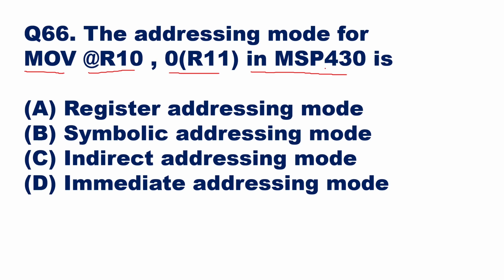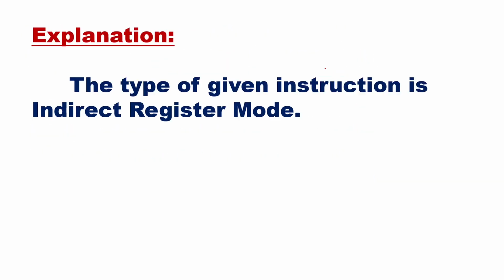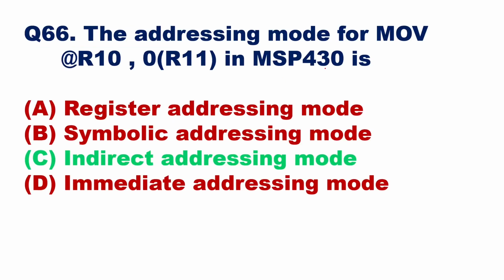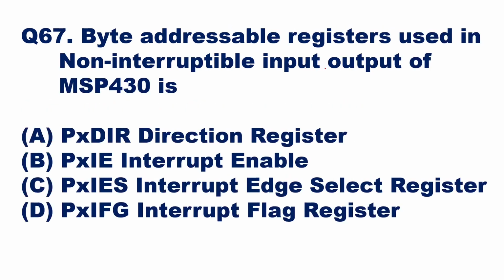The addressing mode for MOV @R10, 0(R11) in MSP430 is indirect addressing mode. So option C is the right answer here. The type of the given instruction is indirect register mode. So indirect addressing mode, option C, is the right answer. Then we'll go to the next question.